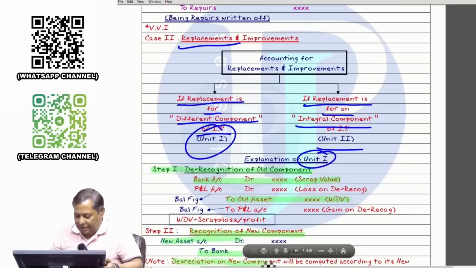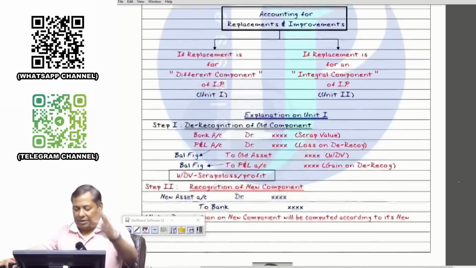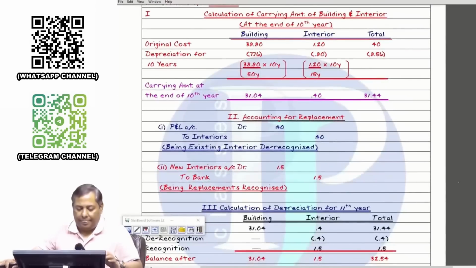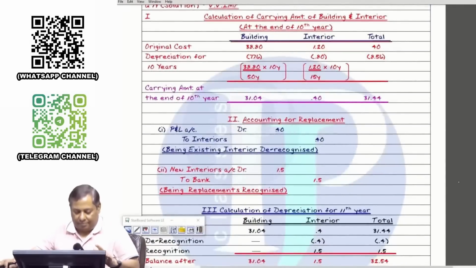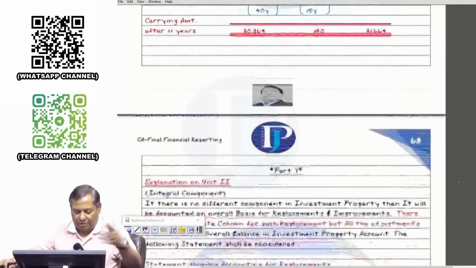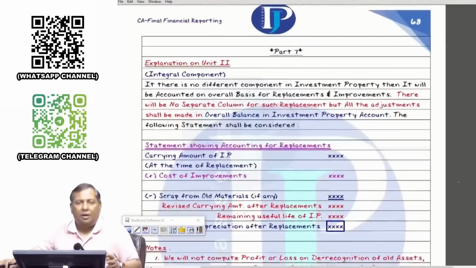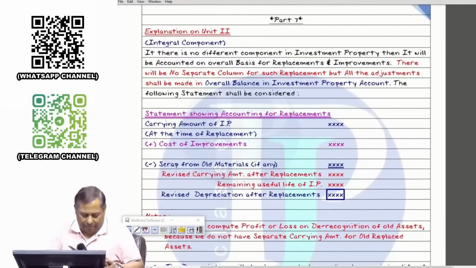And its depreciation will be calculated based on its own method according to the new life. But when we talk about integrals, there is no need for such tension. Like I told you earlier, all the questions are already done. See, I taught you this.